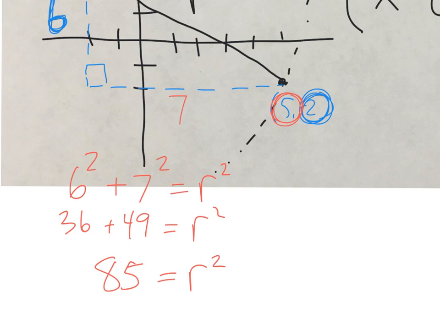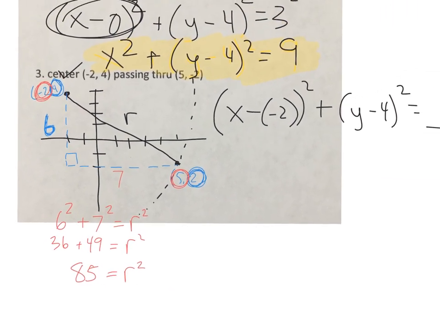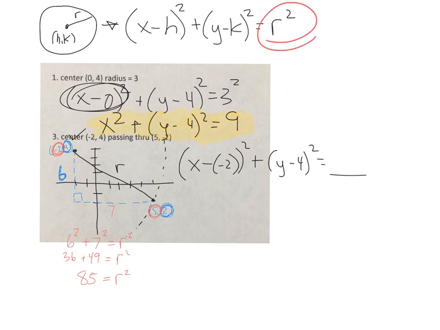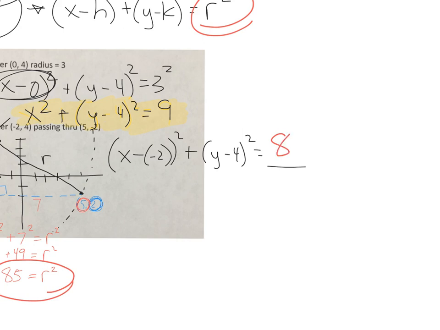It's wonderful that the square root of 85 is like 9 point something. But in our equation, we don't want to know radius. We want to know radius squared. So let's stop here when we get to radius squared, and we will write in 85. Okay, it's fine if you take the square root of 85. We're just going to end up squaring it again and getting 85.